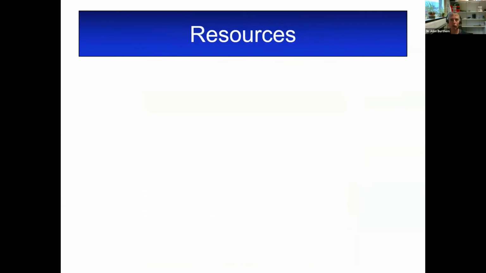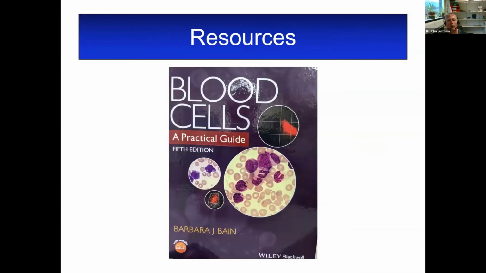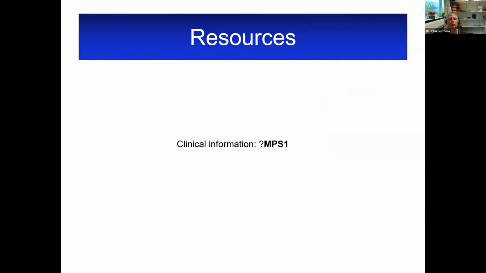So what are your resources when something's wrong? Well, Rish went to the very best resource we knew in our lab, which was to ask an expert. Now, Barbara may not realise she was actually asked about this case because she doesn't sit in the corner of our lab awaiting questions. But what does sit in the corner of our lab awaiting questions is Barbara's book, Blood Cells: A Practical Guide. And on looking through it and correlating with the clinical information we had, she was able to make a diagnosis for this cell.